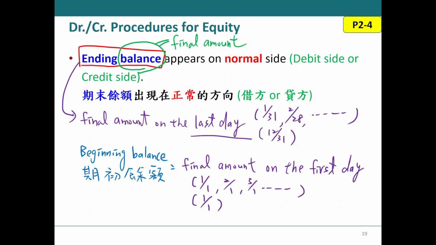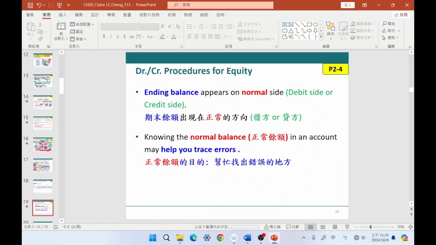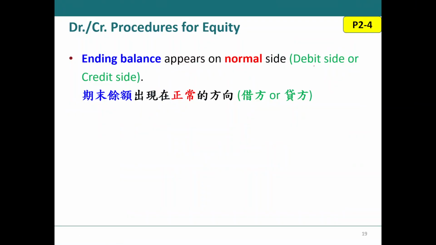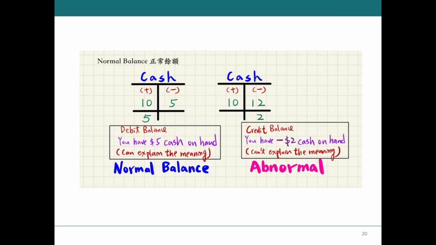So based on here ending balance, finally, after all the process, we got ending balance. But are you sure the ending balance appear on the correct direction? Okay, we want to make sure your ending balance show up on correct directions. Correct direction means what? Debit or credit. Okay, so for example, on next slide, page 20, we have a case 1 and case 2.